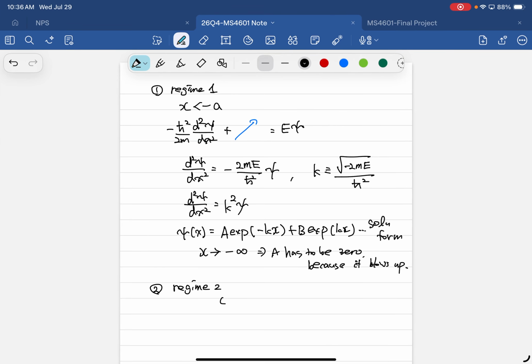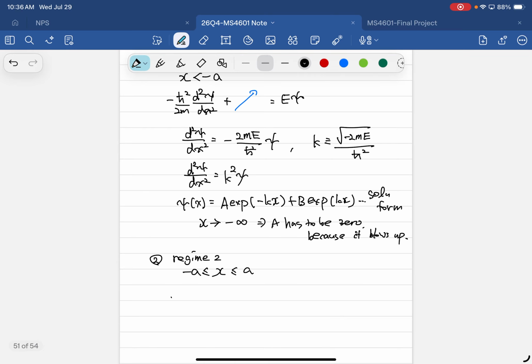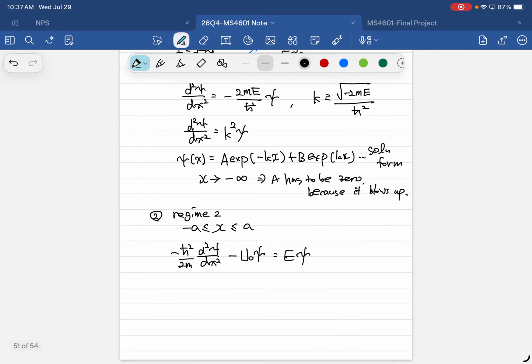Okay, that is essentially x is larger than negative a and smaller than a. And for that one, we again write down the Schrödinger equation here, and then plus u of x. But we already know the potential energy for this regime, because that is minus u naught: psi equals E psi. So the general Schrödinger equation here has plus u of x, but we already know that for this regime 2, u of x is negative u naught. Okay, so this is why we are writing it down like that.